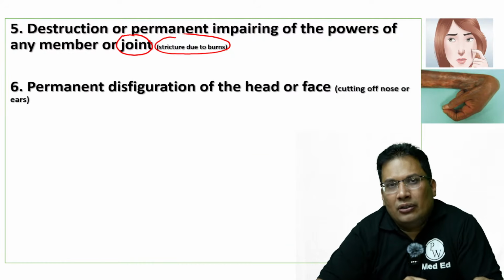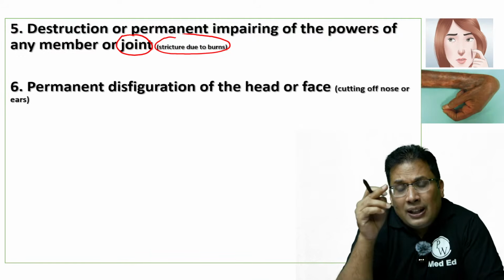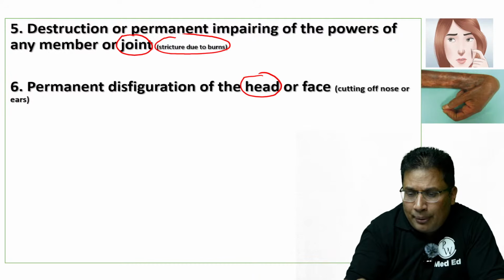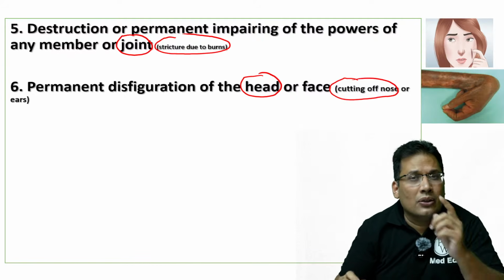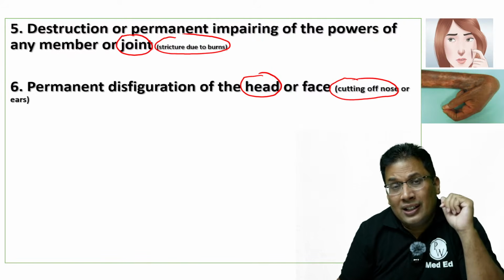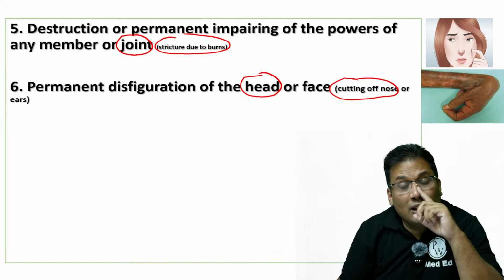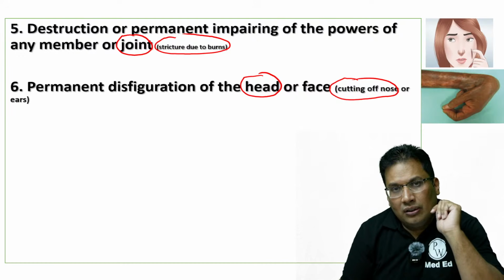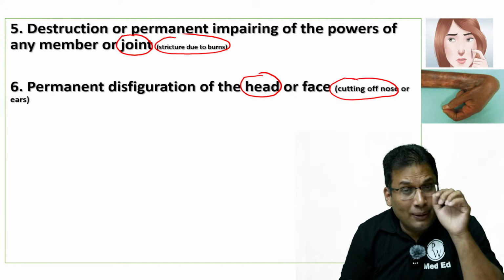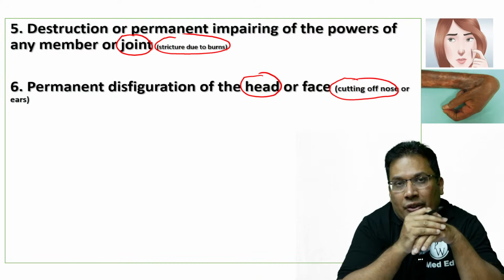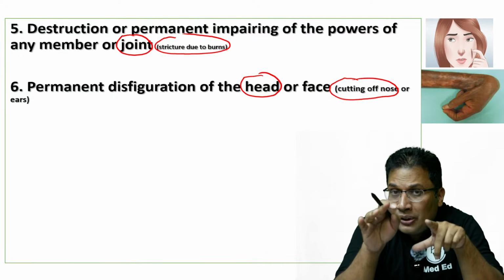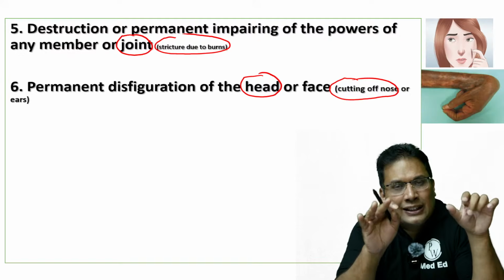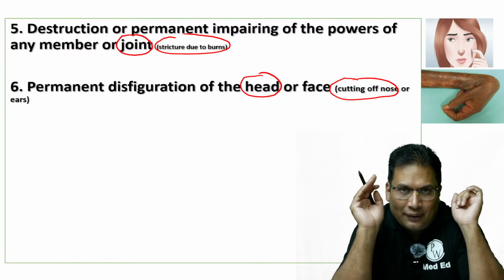The sixth one, you can remember sixth sense: the permanent disfiguration of head or face. For example, cutting of the nose. The nose is an important component of the body. It is also a member. When there is a cutting of the nose, there can be disfiguration, or cutting of the ear. That is the best example. The best example for the sixth clause is cutting of the nose or the ear.